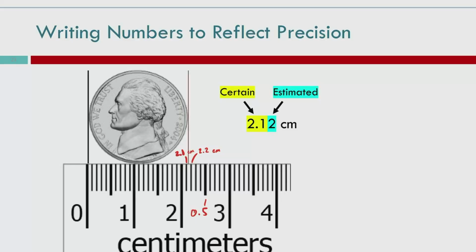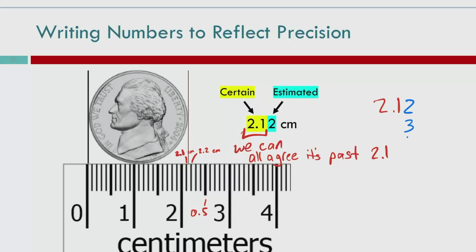So all of us can all agree about this 2.1. We can all agree it's past 2.1. And then we would visually estimate, break it down into tenths, how far past. We might come up with 2.12, 2.13, 2.14. 2.15 is too high. So there's a little bit of uncertainty. We would have to estimate that last extra digit. So whatever our smallest unit is, we want to make sure that we're estimating how far from that one unit to the next little marking. So this is where the estimation or the uncertainty comes in when we are taking the measurement.